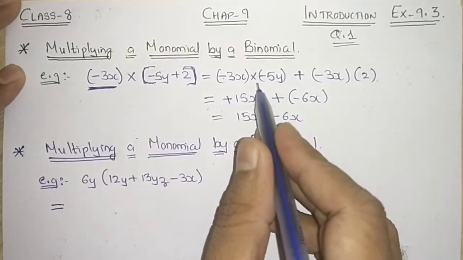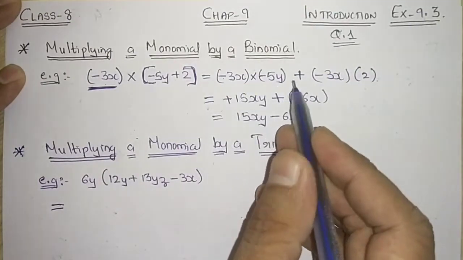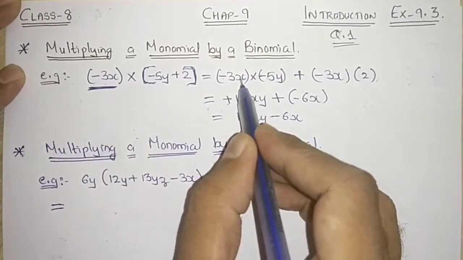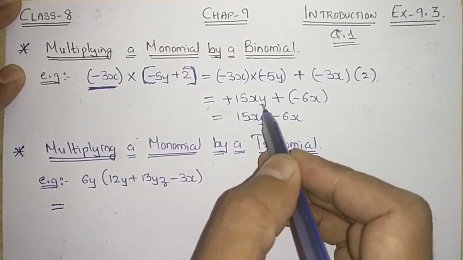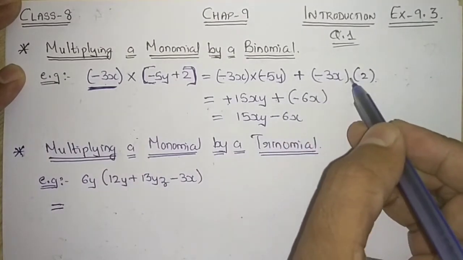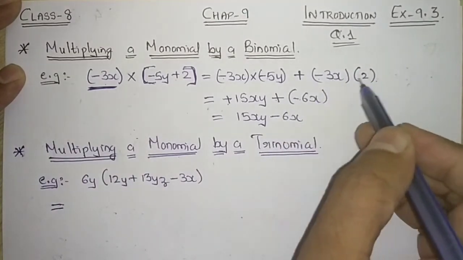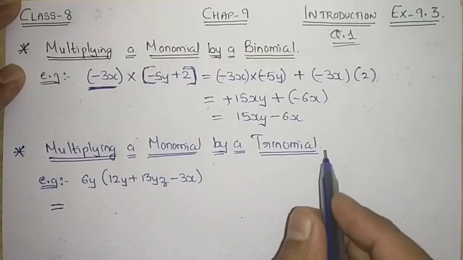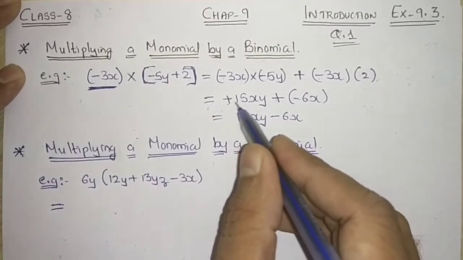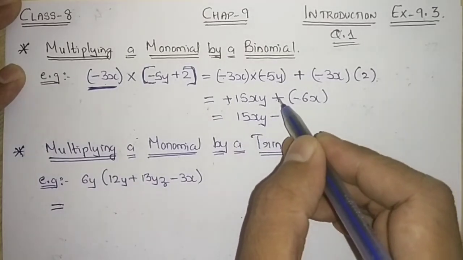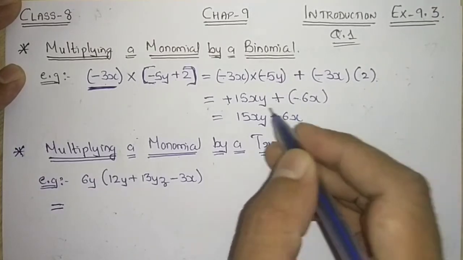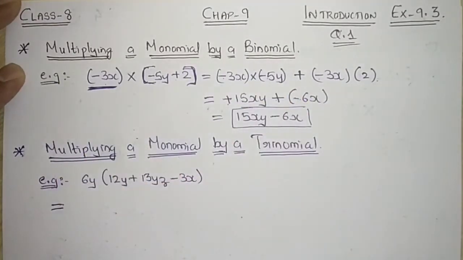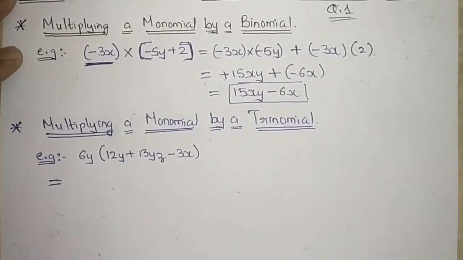Then multiply it as we do monomial into monomial. Minus into plus will be minus, 3 fives are 15, x into y will be xy. Plus, minus into plus will be minus, 3 into 2 is 6, x will be x only. So plus 15xy and minus 6x. So this is our answer for multiplying a monomial by a binomial.